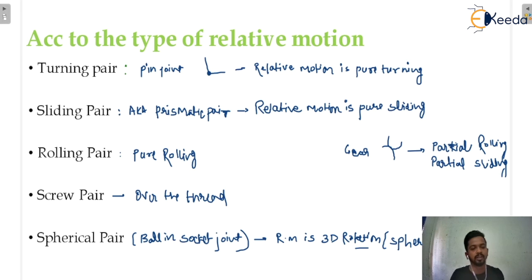In the screw pair, you have seen that the relative motion takes place over the threads, and in the spherical pair you can see the relative motion is three-dimensional rotation. You can also say this is spherical rotation. So this would be the first type of kinematic pair, according to the type of the relative motions. So I hope you will understand this.